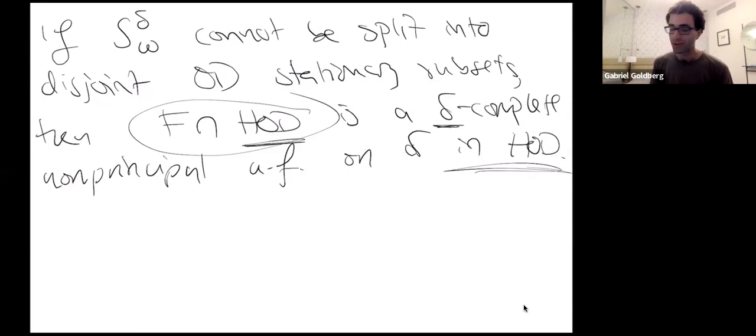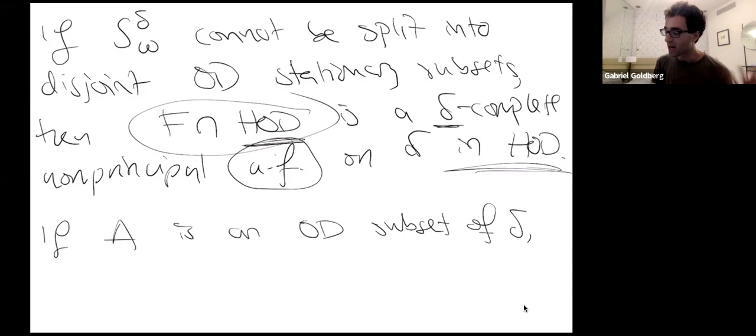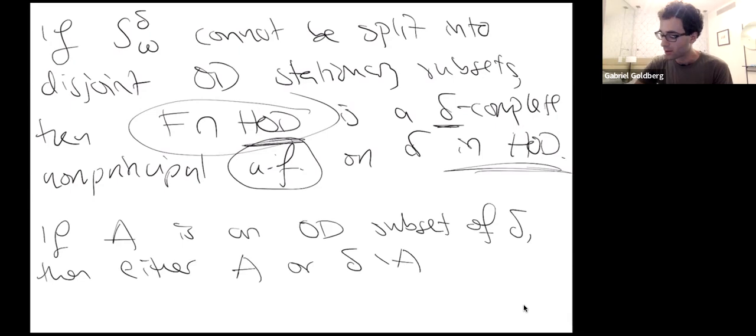It's delta complete because the club filter is closed under intersections of size less than delta. And it's non-principal, because it doesn't contain any bounded subsets of delta, because we're talking about closed unbounded sets. But the reason it's an ultrafilter, so that means it measures every subset of delta, is just this splitting property. So if A is any subset of delta that's in HOD, or equivalently, it's an OD subset of delta, then the claim is that either A or its complement contains an omega club.